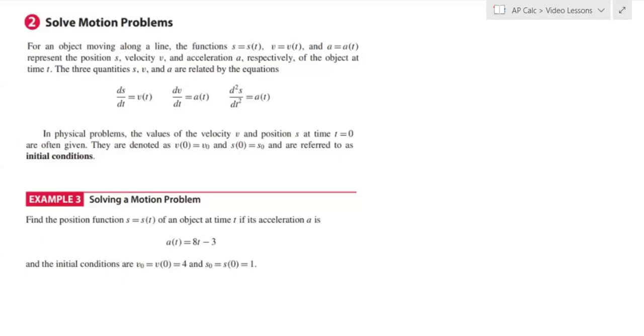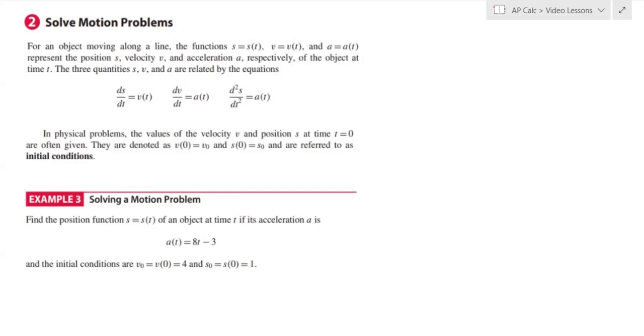Okay, guys, Mr. Antonucci here, and in this video, I want to talk about solving motion problems. And so we've been talking about antiderivatives. So for an object moving along a line, we have the position, velocity, and acceleration functions, s, v, and a. And this would all be of an object at a time t.